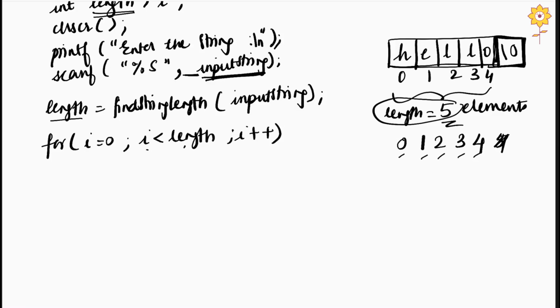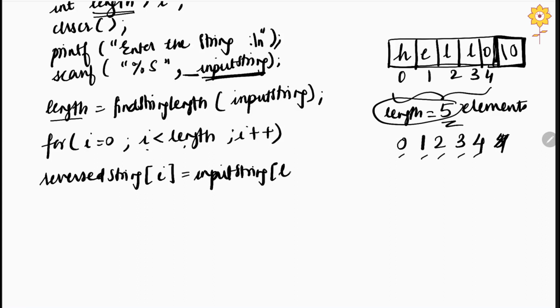After that, we will be assigning the reverse string something. So reverse string's ith element is equal to input string's length minus i minus 1 element. Now, what exactly are we trying to do here? This is our input string, correct. The length is equal to 5.